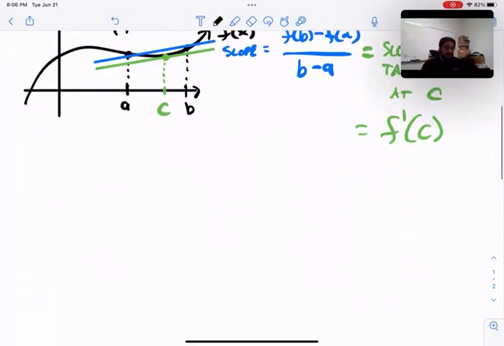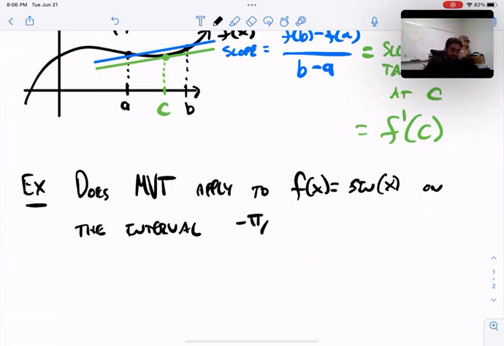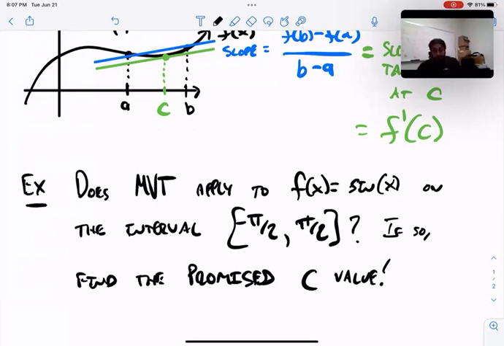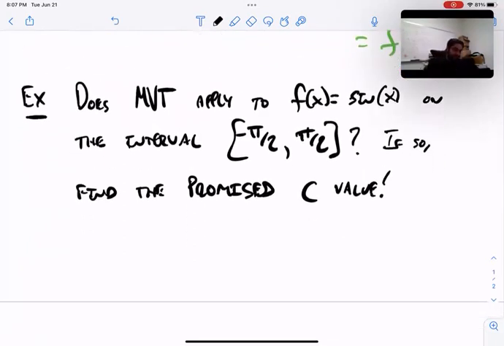Let's look at this in an example. Does the mean value theorem apply to the function f of x equals, let's say, good old sine, on the interval minus pi over 2 to pi over 2? So ask, does this apply? And if so, find the promised c value, that number that will exist on the corresponding open interval, if MVT does in fact apply. So let's think about this request here.